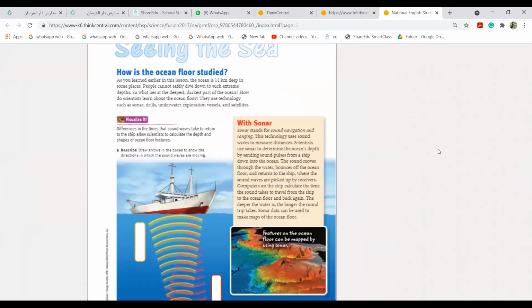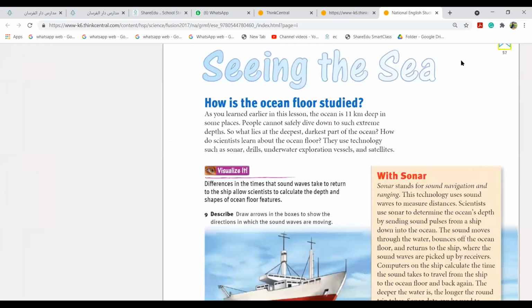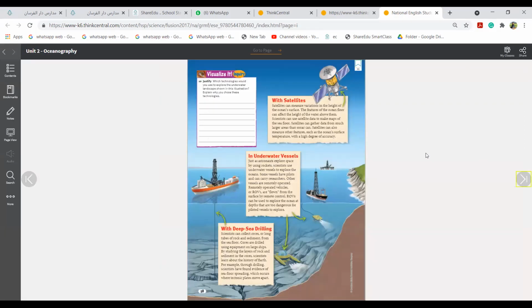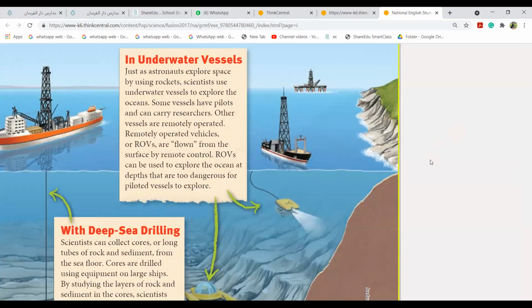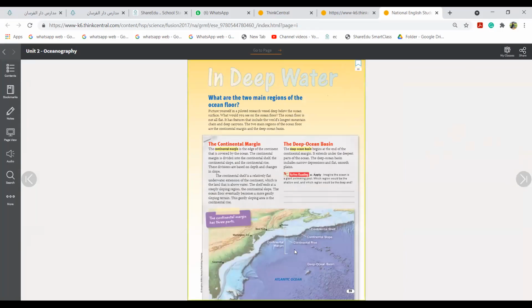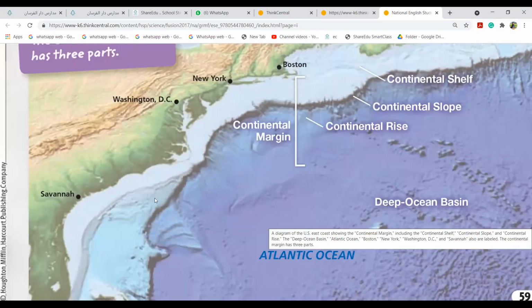We also studied the technology for how the ocean floor is studied. We study it with sonar, with satellites, underwater vessels, and the last one was deep sea drilling. Then I told you about the continental margin, how it is the outer side.